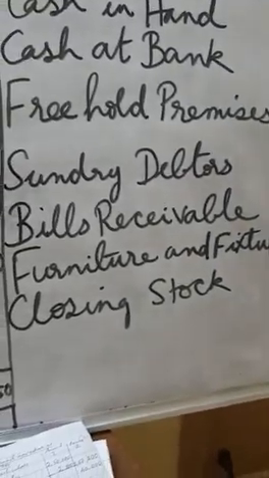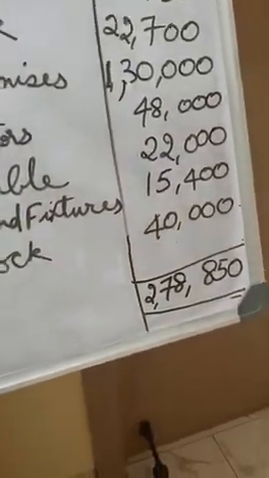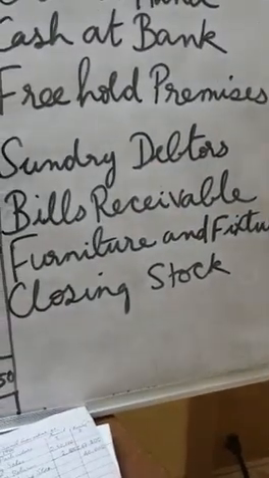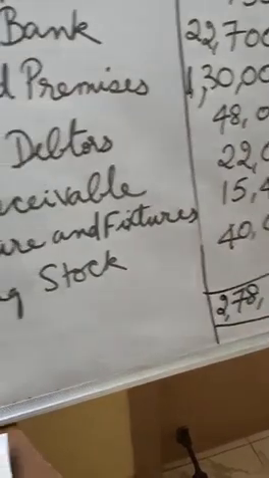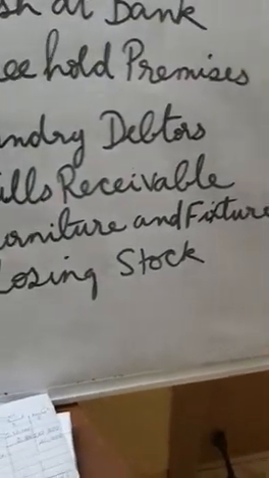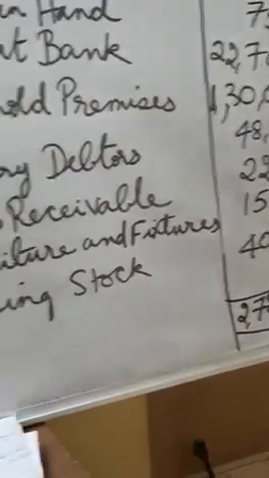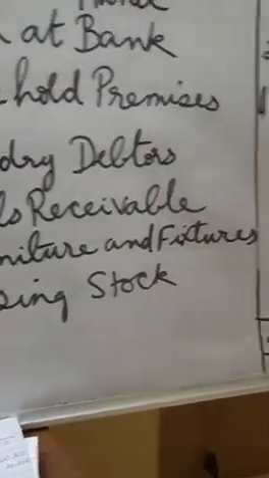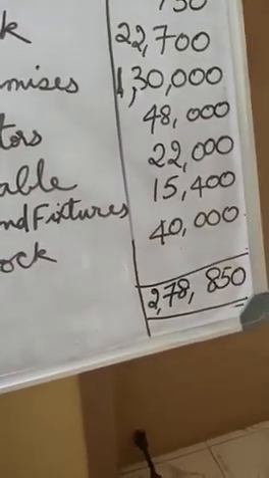Then sundry debtors 48,000. Bills receivable 22,000. Furniture and fixtures 15,400. Closing stock 40,000. So always the last entry will be closing stock.